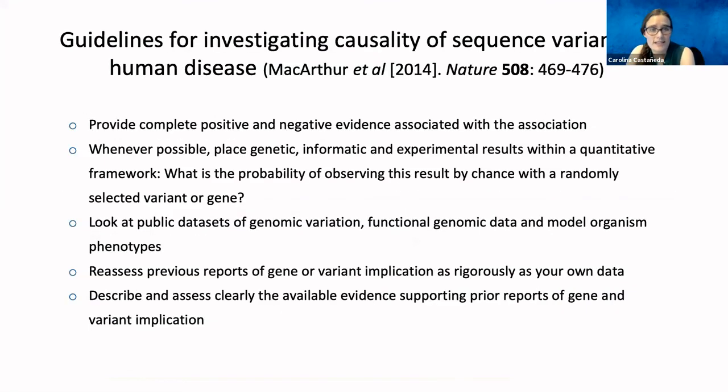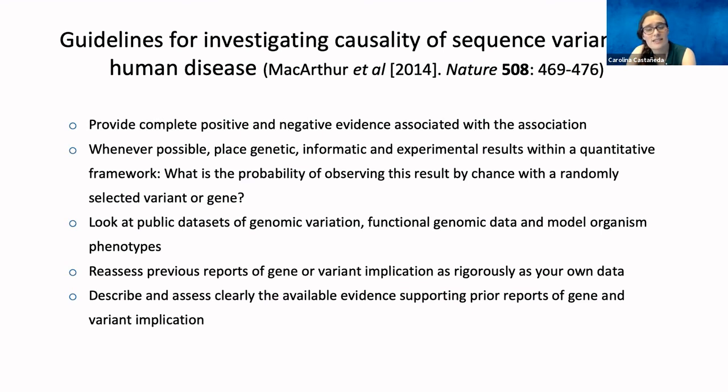So about the guidelines for investigating causality of sequence variants in human disease, there's a beautiful paper published by MacArthur that's titled like this, and they published several recommendations, and I put some of them here. So first off, provide complete positive and negative evidence associated with the association. Try not to be biased, even though you think that your variant is strongly associated to the disease. Try to look also for the other side of the story. Whenever possible, place genetic information and experimental results within a quantitative framework. What is the probability of observing this result by chance in a randomly selected variant or gene?